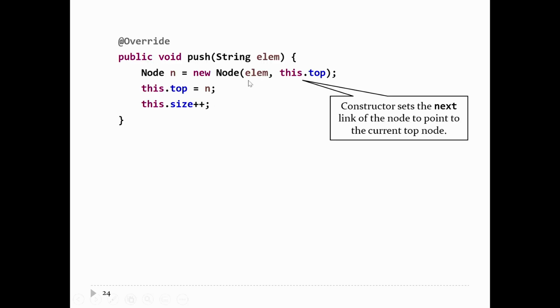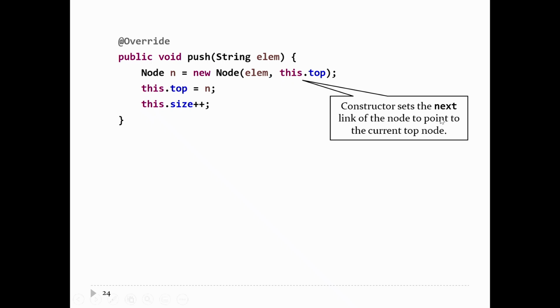And we're going to do steps 1 and 2 all in one shot because we've got a constructor that does it for us. So make a new node. We're going to store the pushed element in the node, so we just call the constructor with elem. We want to point the new node's next link so that it points at the current top of the stack, so you pass in this.top for the next link.